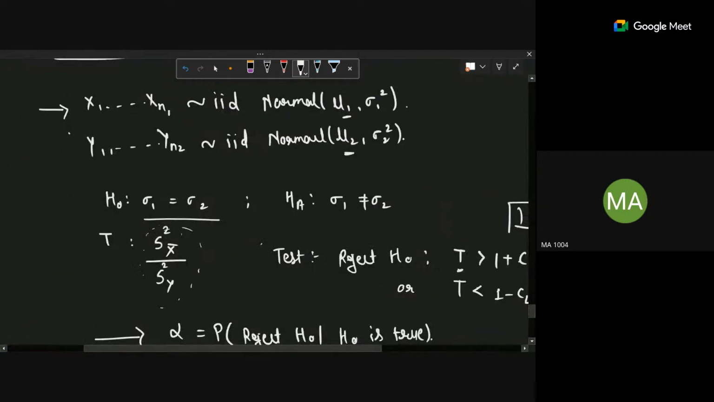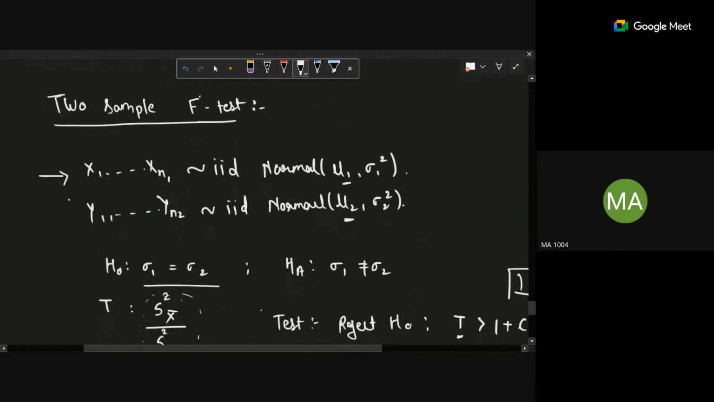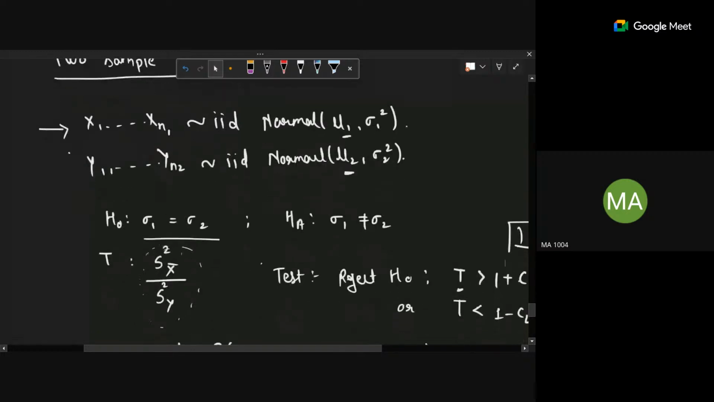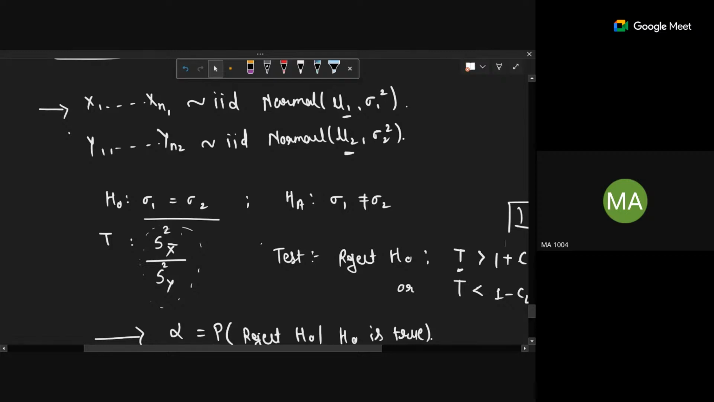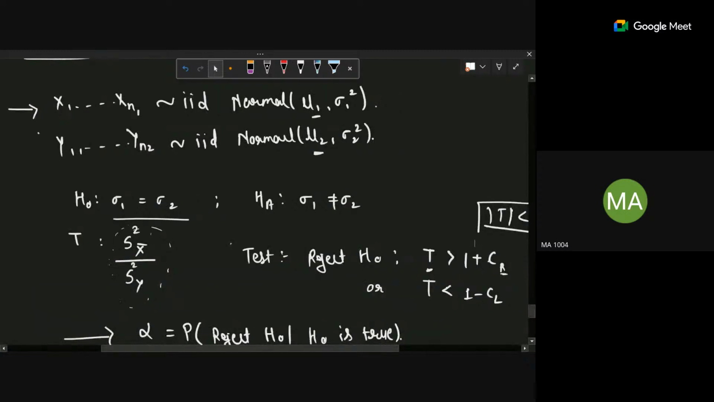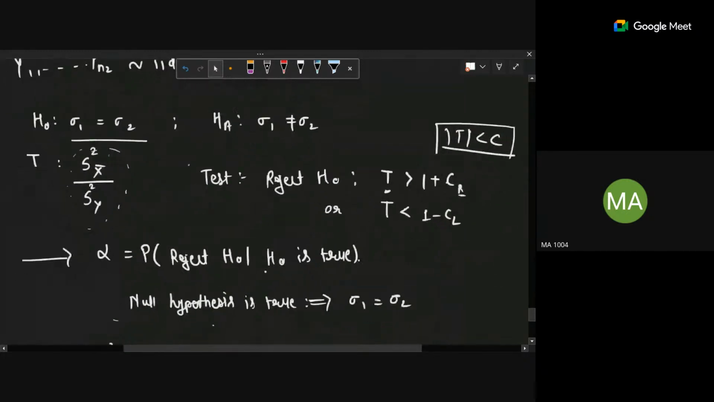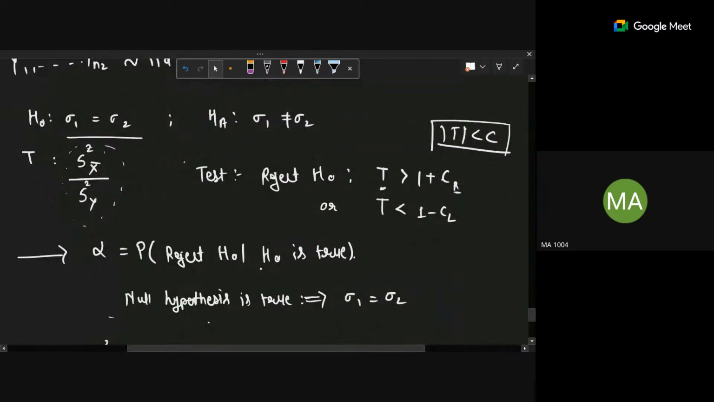So again, revising this. If Xi's are IID normal samples, Yi's are also IID normal samples, and we are checking the difference between the variances, whether the variance for Xi's and the variance for Yi's are equal or not, we will take the ratio of sample variance for Xi's and sample variance for Yi's, and decide our test: if it is greater than 1 plus CR, we will reject H0, otherwise we will accept. Or similarly, there might be a test which says that we will reject H0 if T is less than 1 minus CL. And if you want a two-tailed test, then take both the conditions.